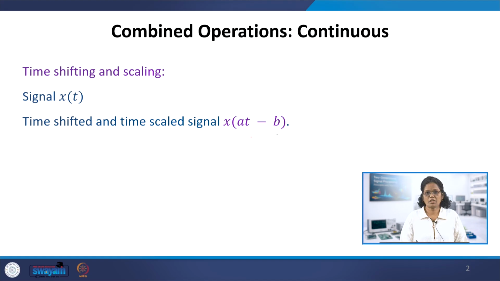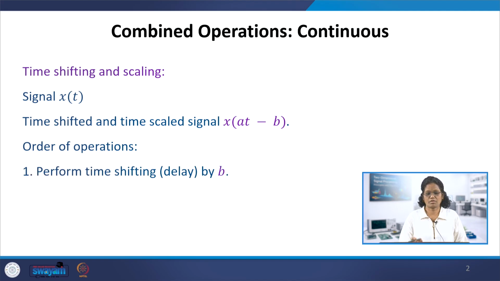So this a and b are constants. We can choose whatever way in which this a needs to be decided. So how do we combine these two operations in one signal? That is, what is the way in which we should do it? So the order of operations, if you want x of a t minus b, then the first thing preferred is that x of t should be delayed by b time units.